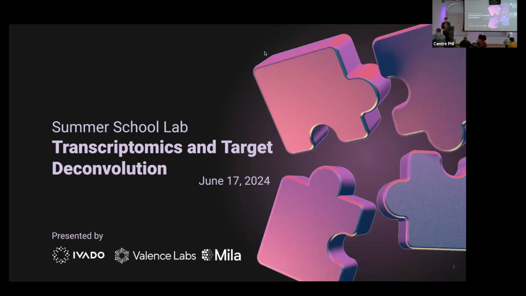Today's lab is going to be on target deconvolution. For the sake of this talk, it's in the sense of we have a drug and we're trying to find the protein targets. But I also want to talk a lot more broadly about how we're doing this with transcriptomics and bioassays. And it's going to be a little review from the day.